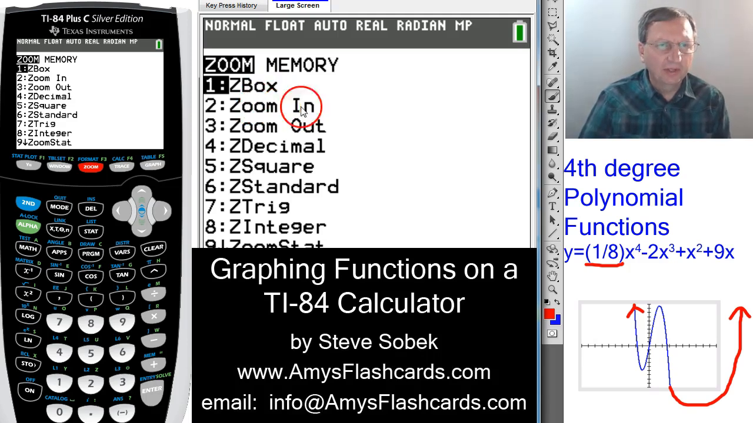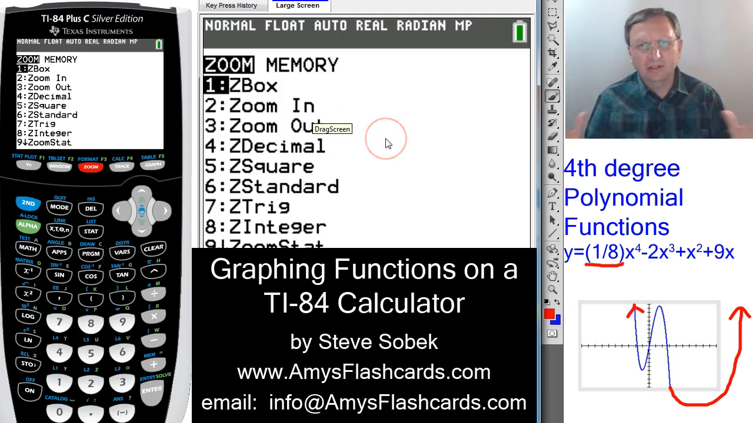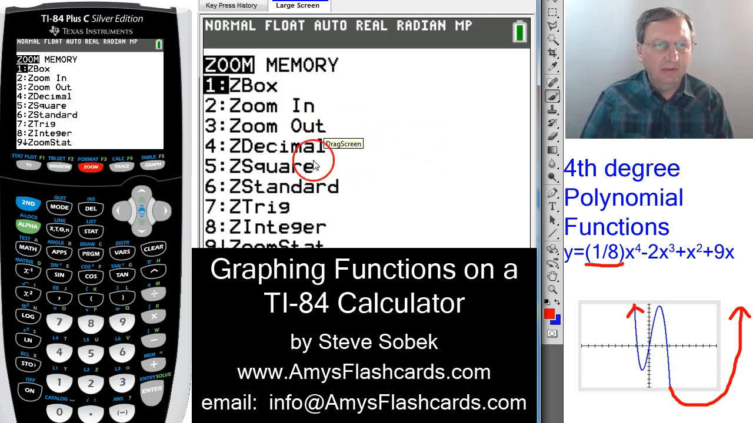While we're here in the zoom window, let me just briefly mention zoom in. Number 2 just zooms in, and number 3 zooms out. Those people who don't have a lot of knowledge about what this function looks like, they're not sure whether you're supposed to go more down and more to the right, and they think maybe you have to go to the left. They just zoom out until they see something. I sometimes use that, but not as often as the more inexperienced students would. And we already used zoom decimal.